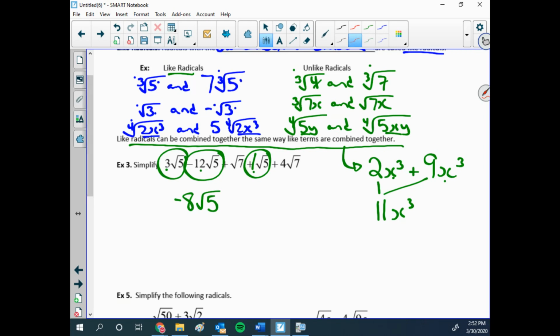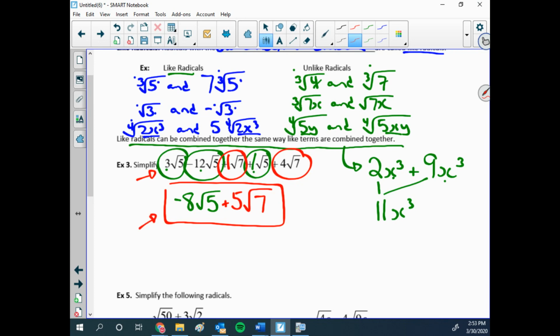I would also combine my root 7, so plus root 7 plus 4 root 7. I just add my coefficients together, so plus 5, and then root 7 would just stay as is. So there's my final answer. I could always check that on my calculator. I write this whole thing in on my calculator, and I should get the same answer. So coefficients just get added or subtracted, and the radicands and the radicals will stay the same.